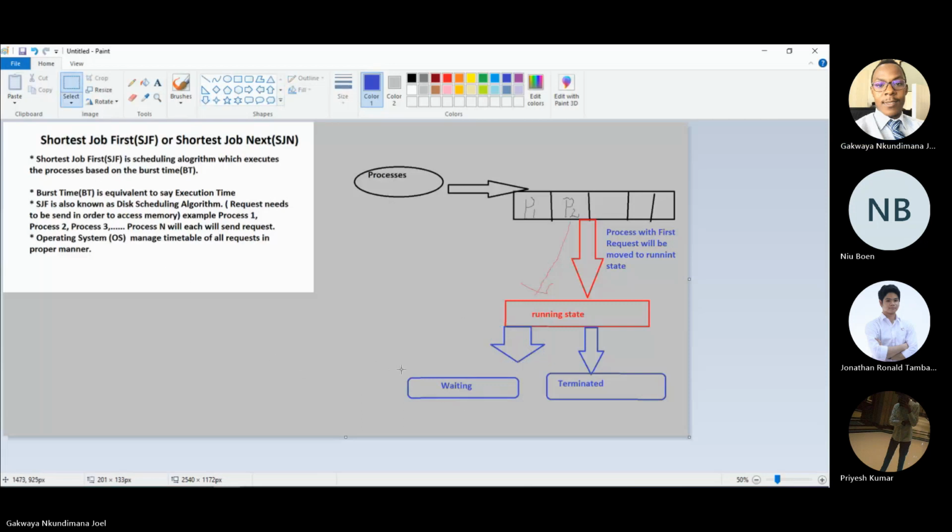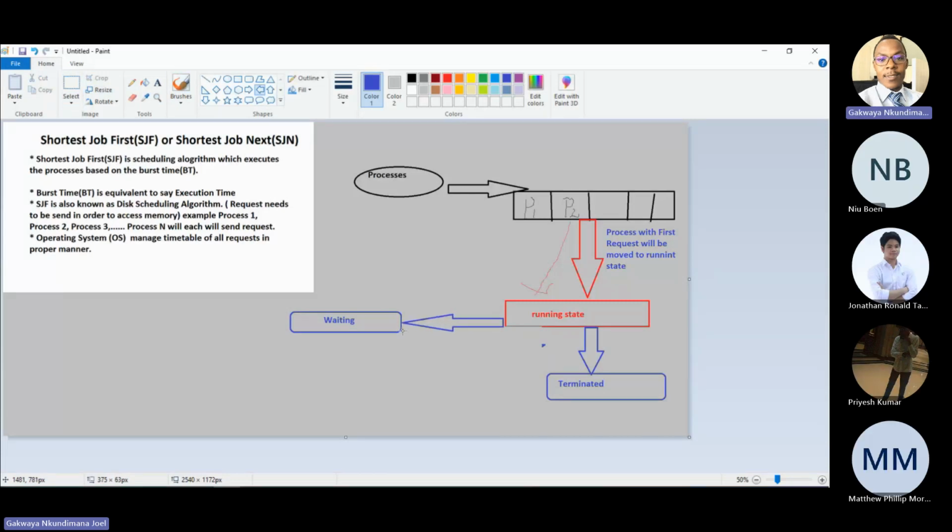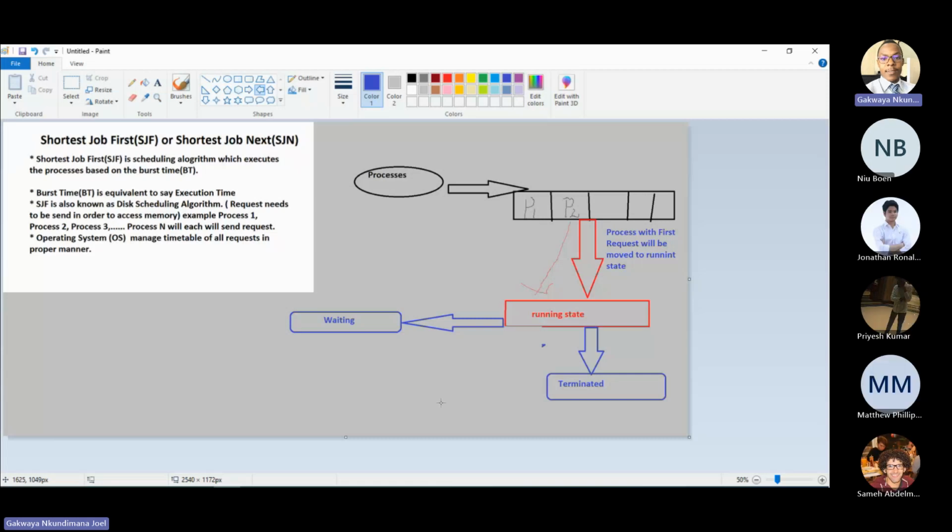So this process is going to come from here. All right, so we have the process there. Then the process, in a new state, comes to the ready state here. The one with the shortest burst time is going to come into the running state, and once it finishes, it can be terminated.